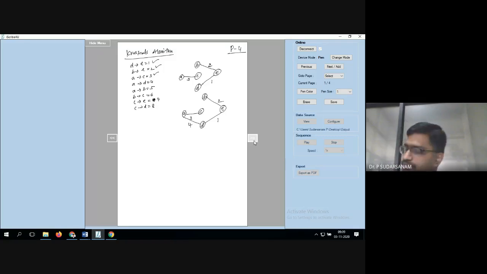Next, 5 is there. 5 is A to B. If I draw, I will be getting the cycle. Next B to C. If I draw, I will be getting the cycle. C to E 7. If I draw that, I will be getting the cycle. C to D. If I draw, I will be getting the cycle. So this is not possible. This is what the cost is.